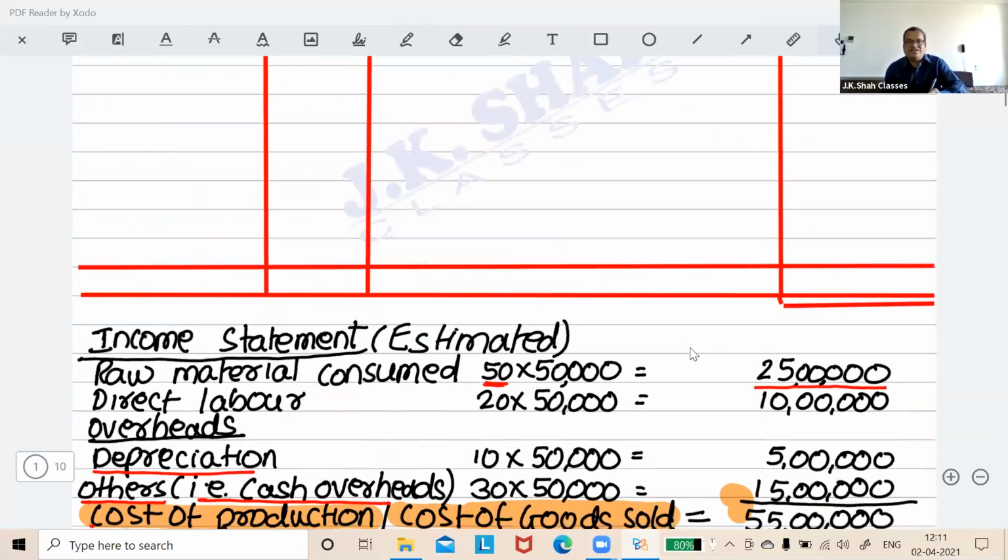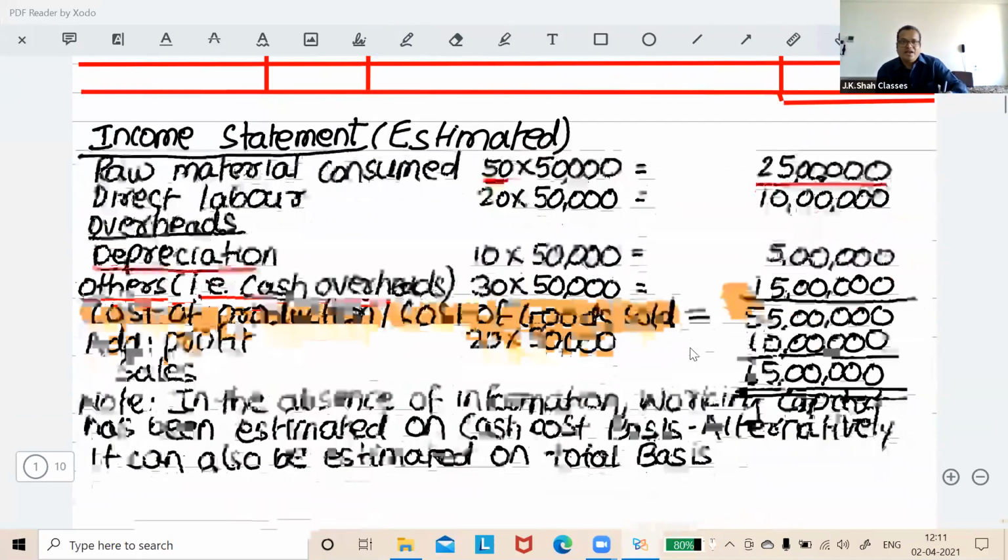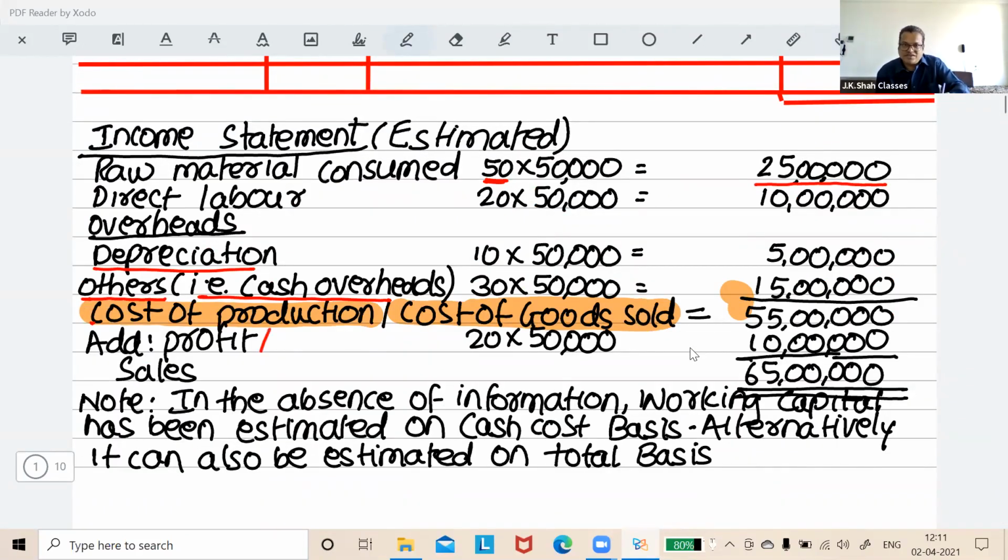Is asking how much is your sales? My sales is 65 lakh. Now see, right now there are no other expenses given. So this itself is gross profit or net profit, both. After cost of goods sold, there is no administration expense given, no selling expenses given to be subtracted from gross profit to make it net profit. So this itself 10 lakh is our net profit.